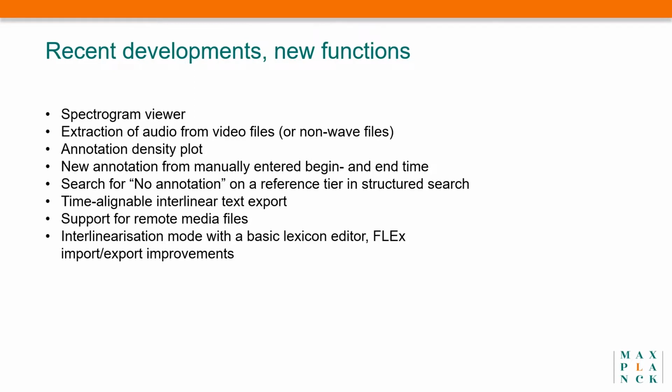A new annotation density plot is now available as an export option. Annotations can now be created by entering precise time values for the start and end time. The structured multiple file search now allows to search for annotations on a specific tier where there is no annotation on another tier. A new export as time-aligned interlinear text has been added. Remote media files are supported, and an interlinearization mode has been added. This last function is not very new, but hasn't been presented much before.